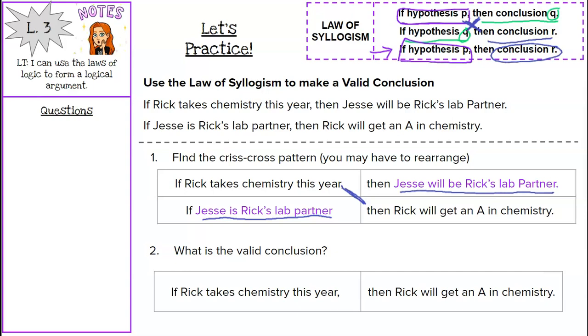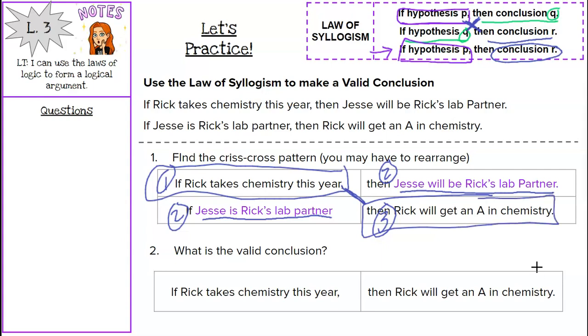We have event number 1, we have event number 2, this is still event number 2, and then event number 3. So if event 1 and 2 and 3 happens, we can say then if event 1 happens, event 3 will happen, as long as that event 2 happens.